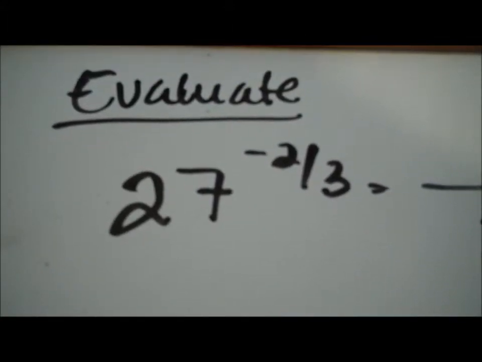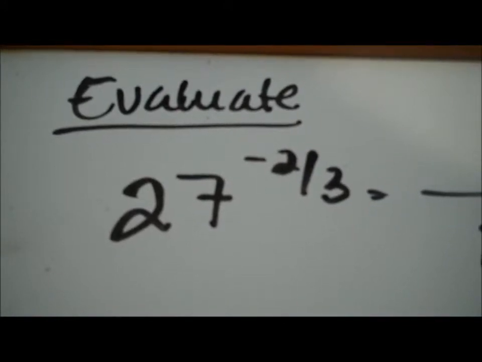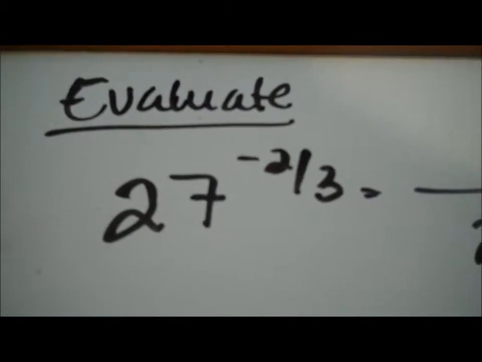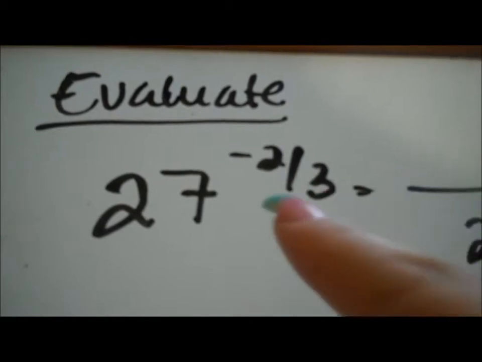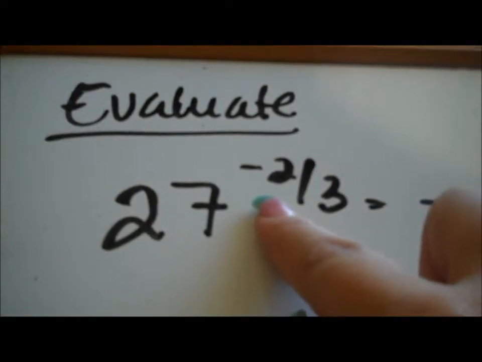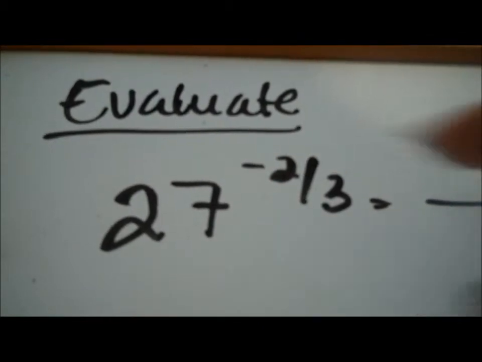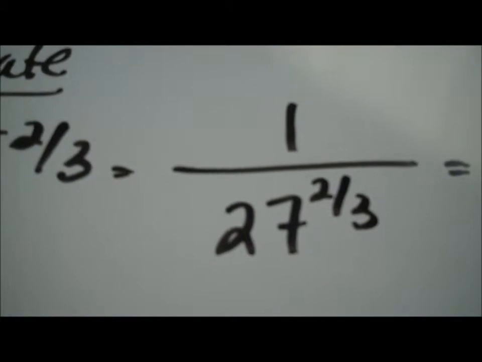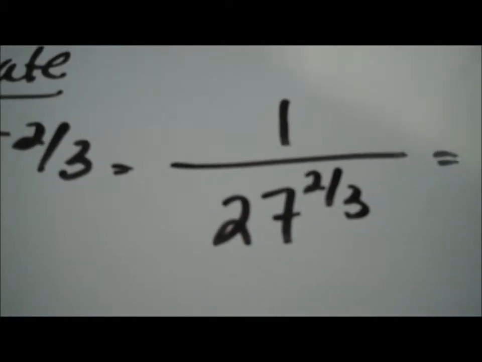Okay, next we're going to evaluate this. So that's 27 raised to the negative 2/3 power. Now remember, this whole section is going to be reliant on your rules of exponents and your knowledge about those. Anytime we have a negative exponent, that means to take the inverse, which means that this is really 27 over 1. If I invert that, I'm going to get 1 over 27 raised to the positive 2/3 power. So remember, when we inverse that, it becomes a positive 2/3.